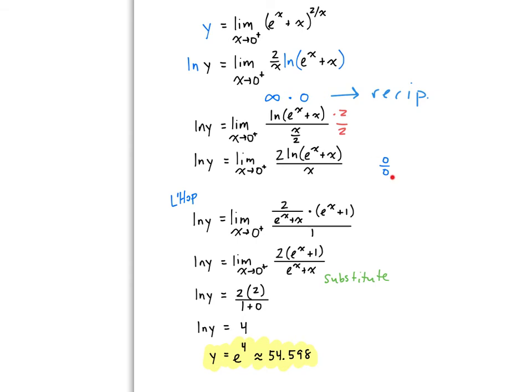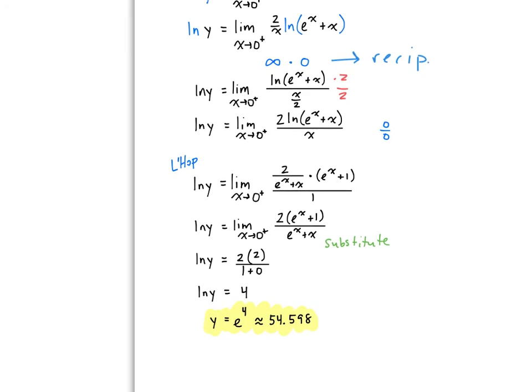Well, we have 0 over 0, so that's telling us L'Hopital. So when we L'Hop it, we're going to take the derivative of the numerator, all right? Don't forget that chain rule, and then the derivative of the denominator is just 1. Cleaning things up, we are just left with the limit as x approaches 0 from the right of 2 times (e to the x plus 1) over (e to the x plus x), and now we can substitute 0. And so what we get is this limit actually equals 4.